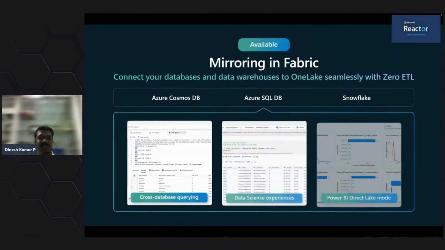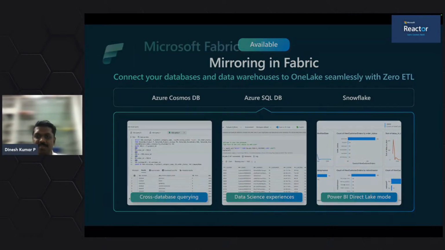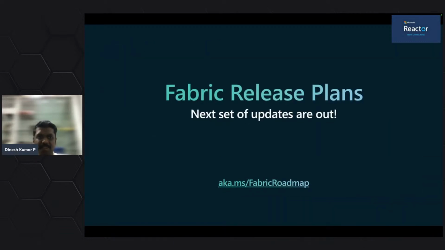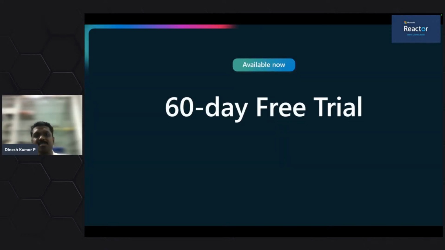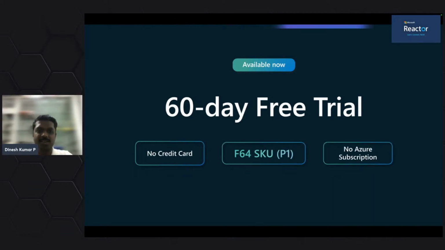Yeah, I think mirroring, we have just seen this as a demo. Azure Cosmos DB, Azure SQL DB, and Snowflake. So Microsoft Fabric, of course, it is gaining momentum, which I can say definitely. It already has 11,000 plus paying customers, and you can also check out this link to see the Fabric release plans, what is coming up next. And if you want to try it out by yourself, you can always avail this 60-day free trial. No credit card is required, and no Azure subscription is required. You will be provided with the F64 SKU to use during this free trial period.